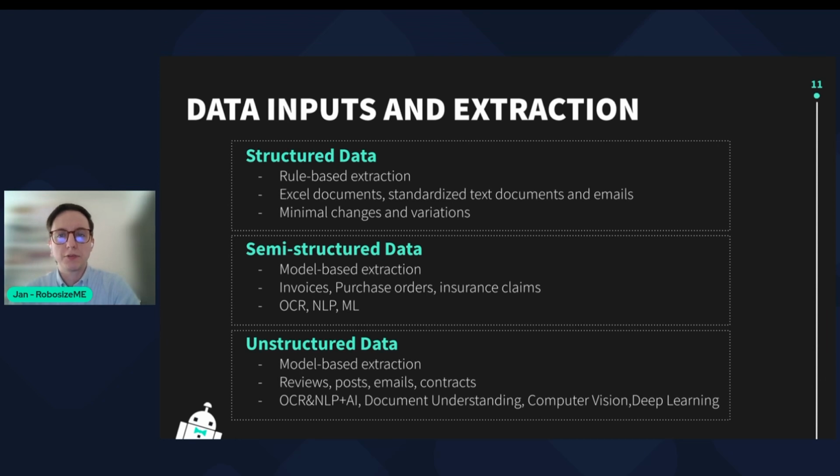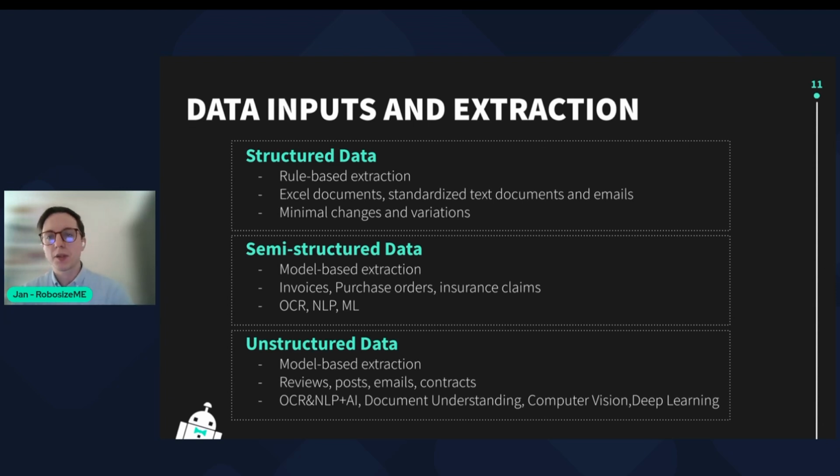When we talk about data processing, we can categorize data into three groups: structured, semi-structured, and unstructured. Structured data can be processed using rule-based data extraction without using any advanced intelligent automation tools. These are, for example, Excel documents, standardized text documents, or emails and forms that have fixed templates, and they do not change or have many variations, which makes them easily extractable using, for example, regular expressions.